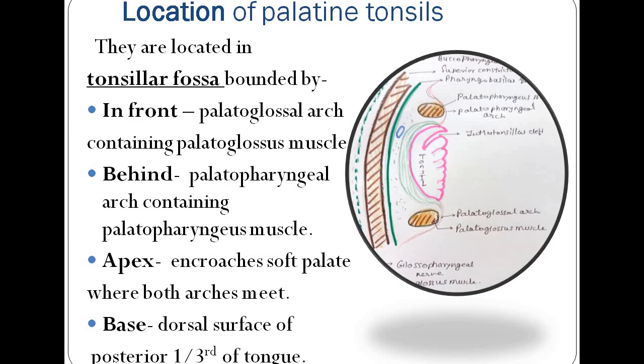Location of the palatine tonsil. They are located in the tonsillar fossa, which is bounded in front by the palatoglossal arch containing palatoglossus muscle, behind by the palatopharyngeal arch containing muscle of the same name. Apex is encroaching the soft palate where both arches meet, while the base is related with the dorsal surface of the posterior 1/3 of tongue.